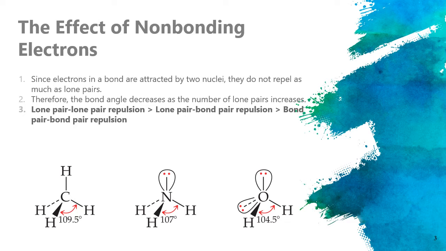Before that, can you differentiate between non-bonding and bonding electrons? Bonding electrons are electrons that are used for covalent bonding. The electrons in a bond are attracted by two nuclei and they do not repel as much as lone pairs. Therefore, the bond angle decreases as the number of lone pairs increases. So this water molecule has two lone pairs, so the angle decreases to 104.5. The repulsion between lone pairs is the highest. The middle one is lone pair and bond pair, and the weakest one is bond pair and bond pair.